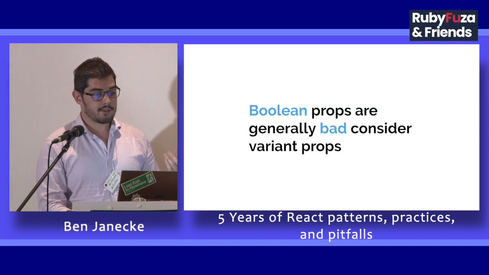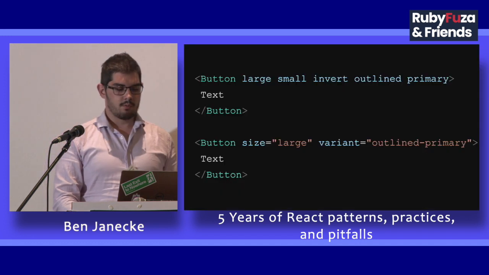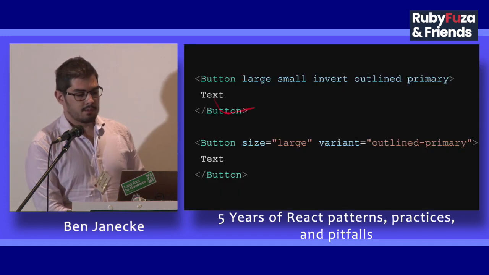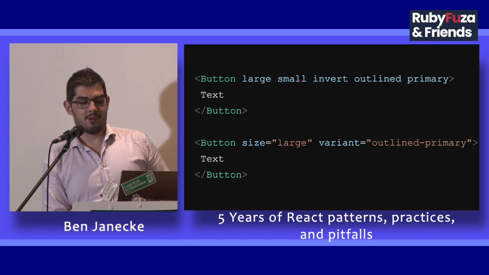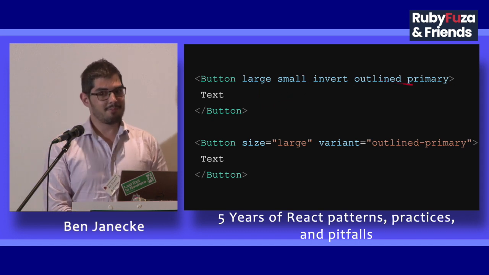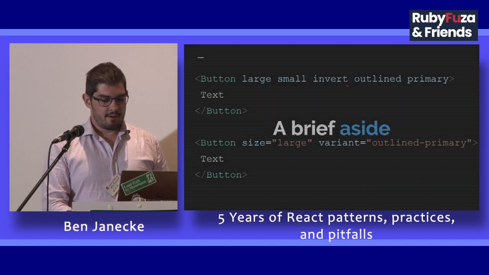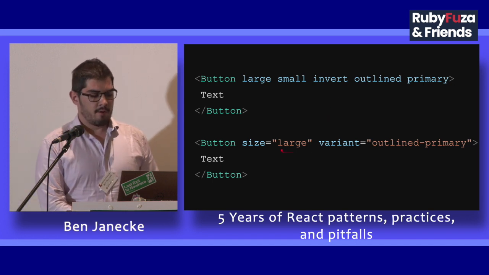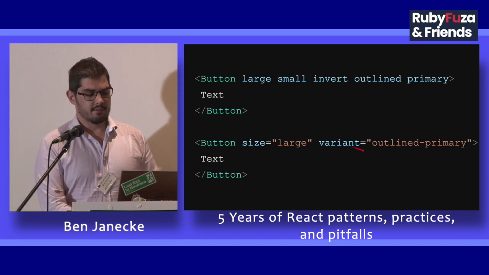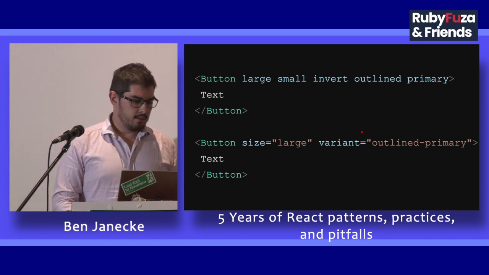Boolean props are generally a bad idea. Consider variant props. So what does that mean? Look at this button. How do you think that's going to render? Is it going to be big? Is it going to be small? Is it going to be inverted, outline, primary? You don't know because order in JSX doesn't matter. So prefer variant props like size and variant. That makes your life a lot easier and more predictable.